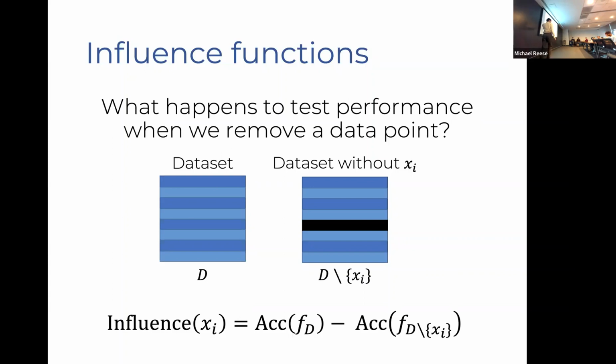Here is a real practical example. We have our data set here, and here we have a data set where we've removed one single example. Roughly speaking, and this is not a very rigorous treatment of influence functions, I apologize if you know what they are, the influence is just the accuracy of a model trained on this one minus the accuracy of a model trained on this one. So that's the influence of a single example.